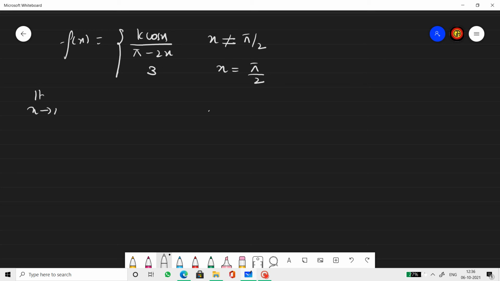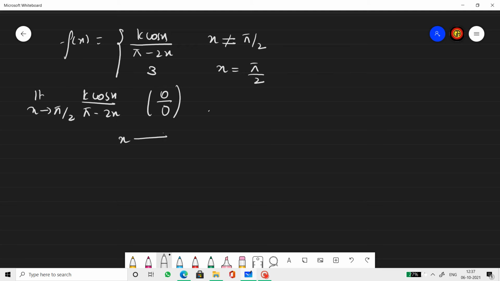Method 1 again. K cos x by pi minus 2x. When you apply the limit, you get k times cos pi by 2, and what is cos pi by 2? 0. The denominator is pi minus 2 times pi by 2, which is pi minus pi, 0. So this is in the 0 by 0 form. So I have to simplify this. Numerator is the cos function, denominator is pi minus 2x, something algebraic. So what do I do with this? Well, we follow the h method here.